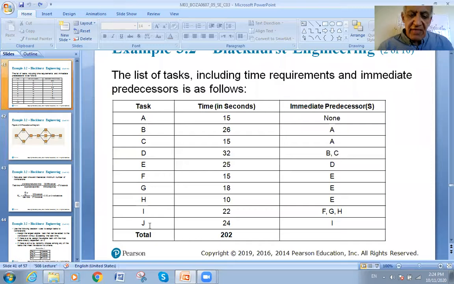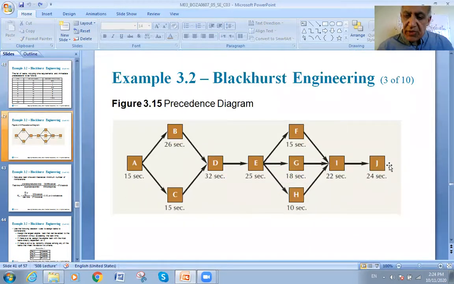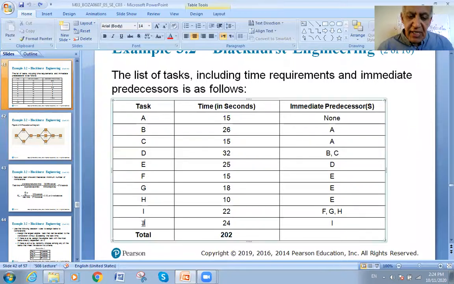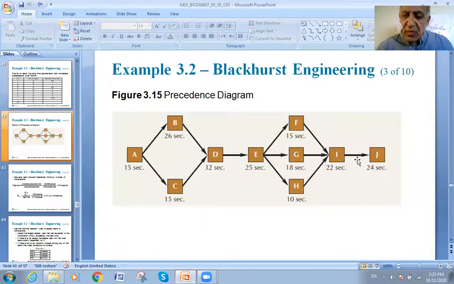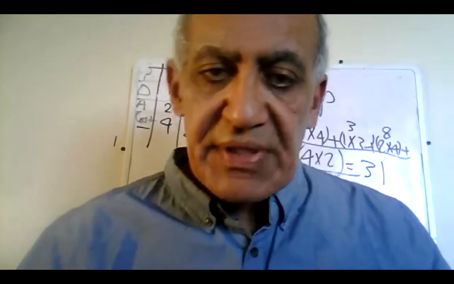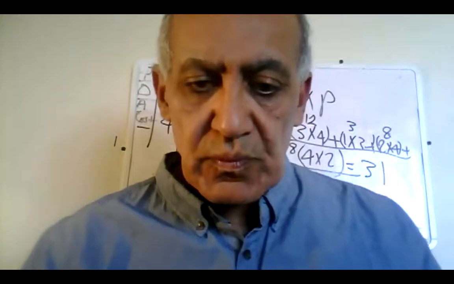Finally, we have stage J. It is 24 seconds. Then I will draw a square, put J and write 24 seconds, and see where it's coming from. Is there anything before J? Yes, I is before J. Then I will make a line from I to J. Let me do it on the board in front of you, then we will see what it means. I will show it to you.